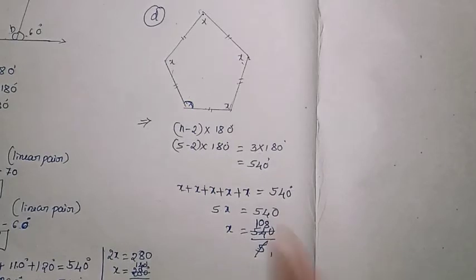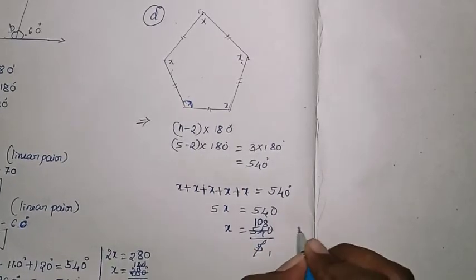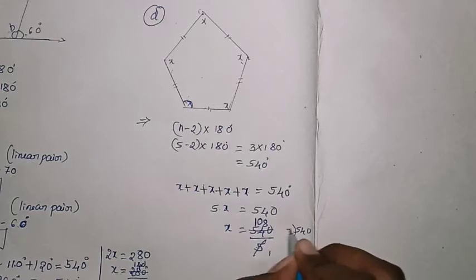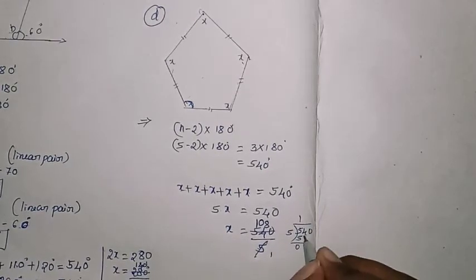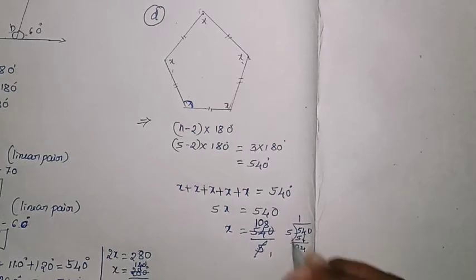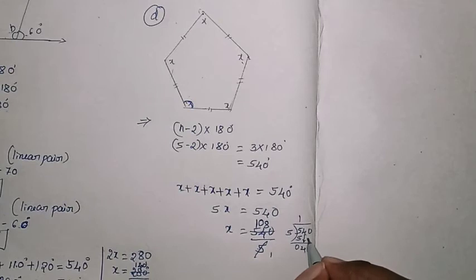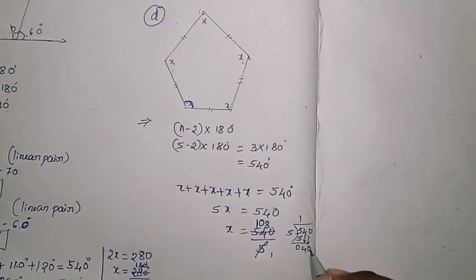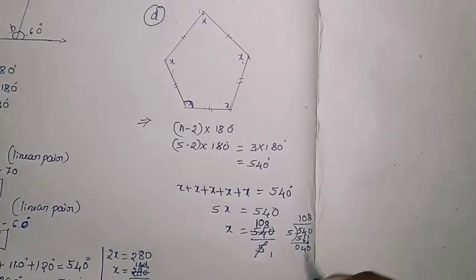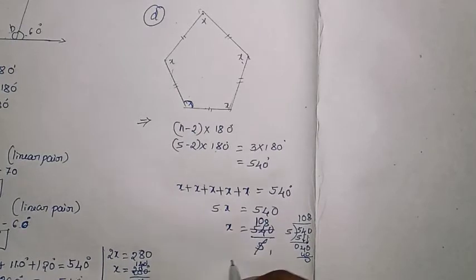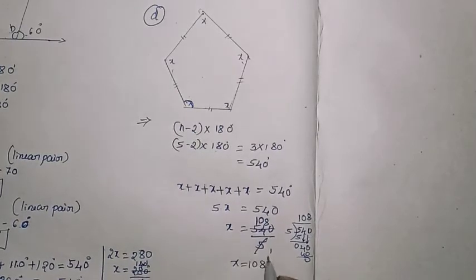If you don't know how to divide like this, just divide 540 by 5. So 5 ones are 5, 5 minus 5 is 0. Then you have to take this number 4. In the 5 table 4 will not come, so you want another 0 to take, so you put the 0 here also. Then 5 8s are 40. So 108 will be your answer. So x is equal to 108 degrees.